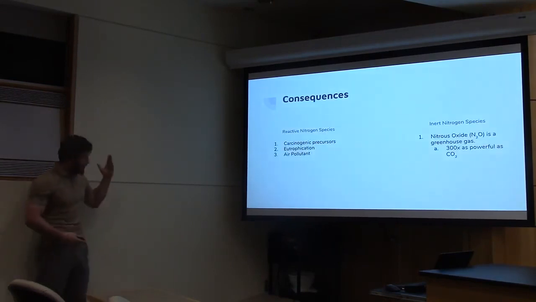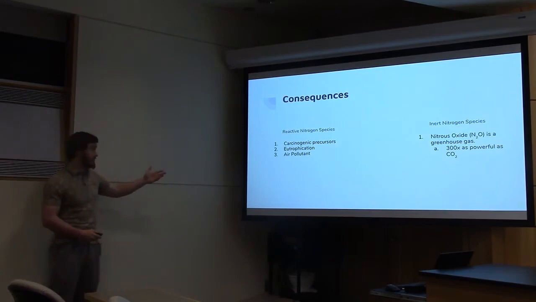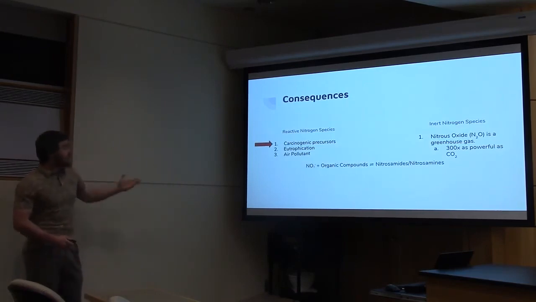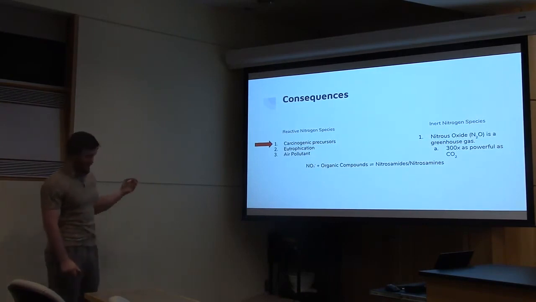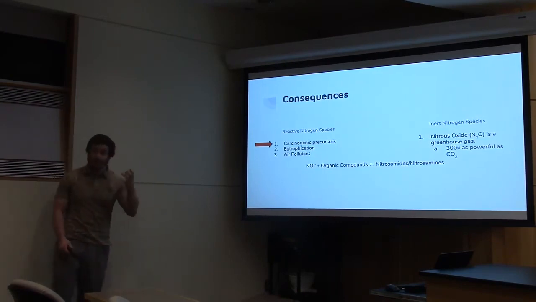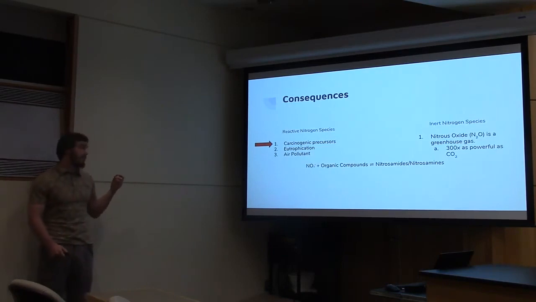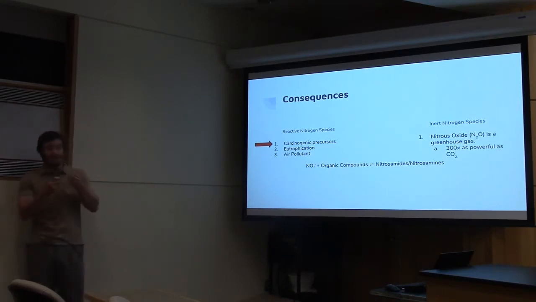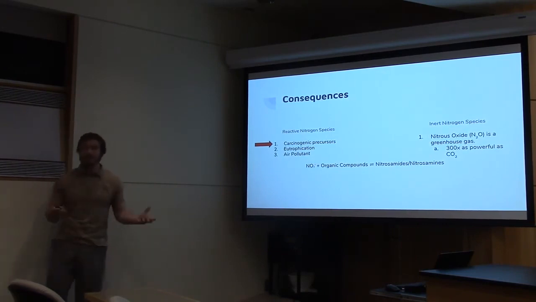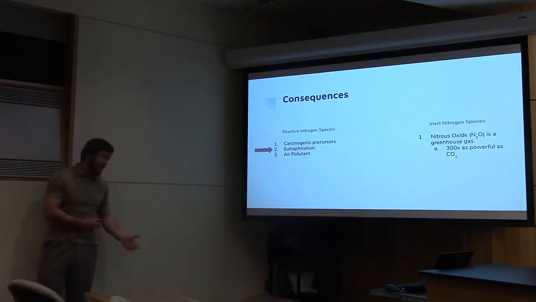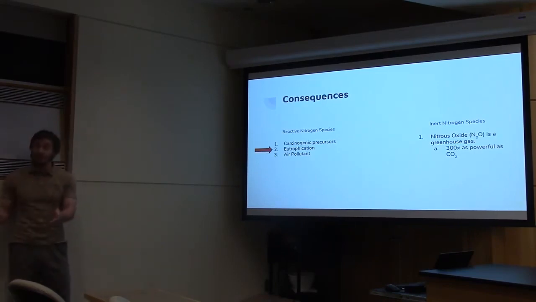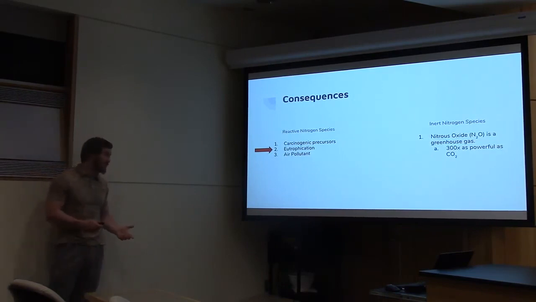What are they? Well, let's start with reactive nitrogen species. Some of them are carcinogenic precursors. Nitrate can interact with organic molecules within your body to form nitrosamides and nitrosamines, which have a link to many different types of cancers. We have eutrophication. For those of you who don't know what eutrophication is, I have developed a little story to show you.